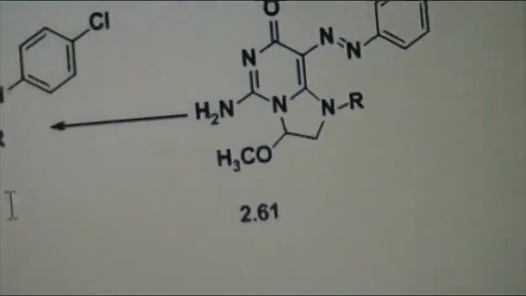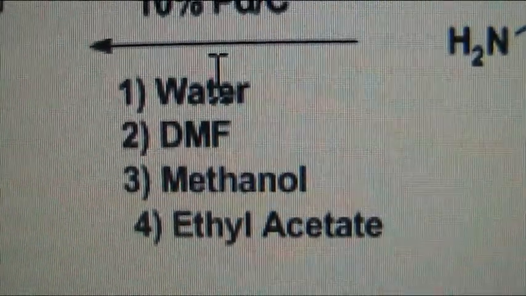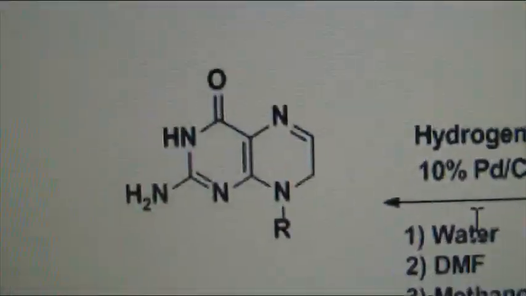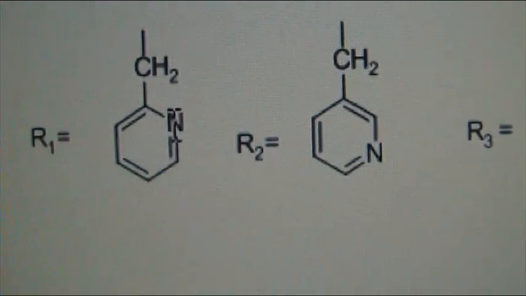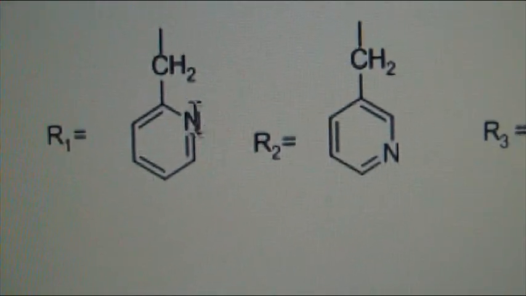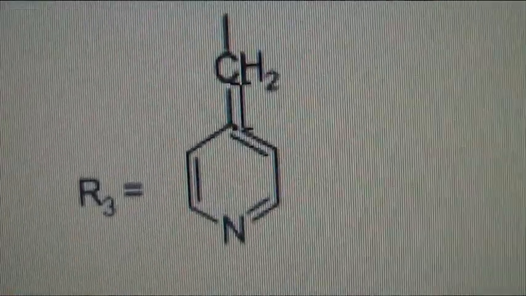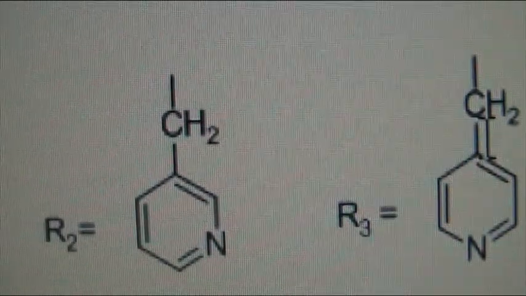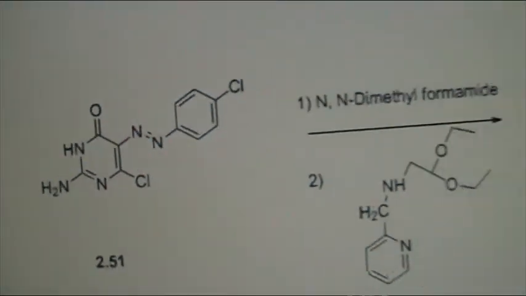If it is ethyl here, it should be ethyl here. So this is OH, and using our standard hydrogenation conditions, palladium, water, DMF, methanol, ethyl acetate, we will get R here. These are the three regions we can use: the ortho position, the meta position, and the ortho position, you can see these are the R, and a double bond. Okay, so we do the reaction now and see what happens.